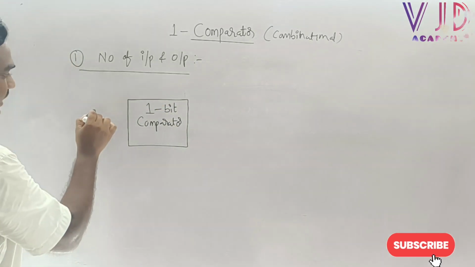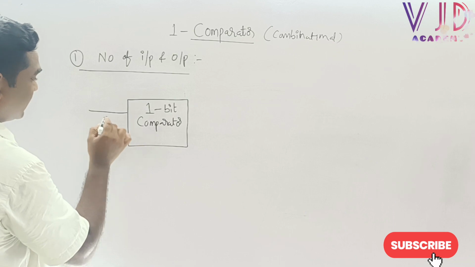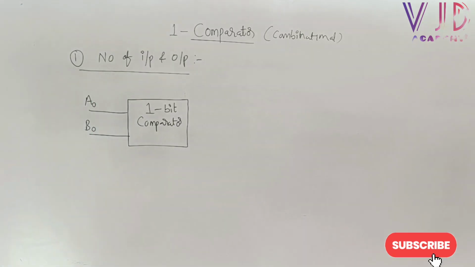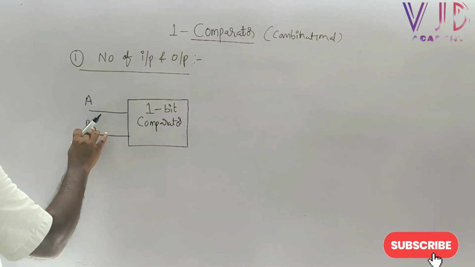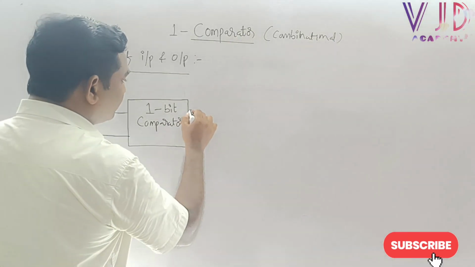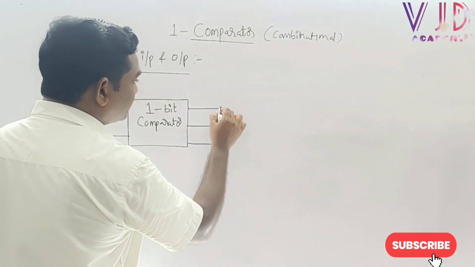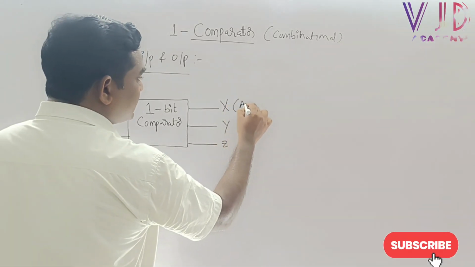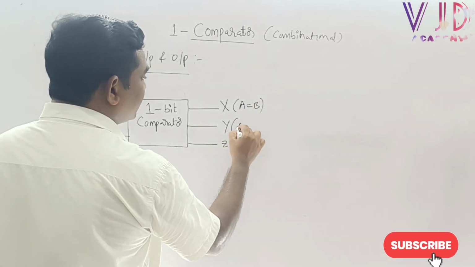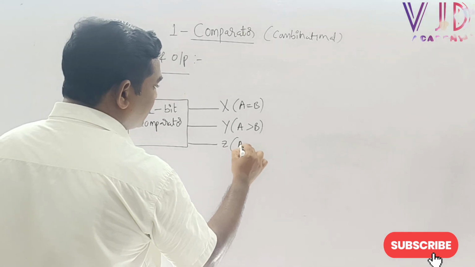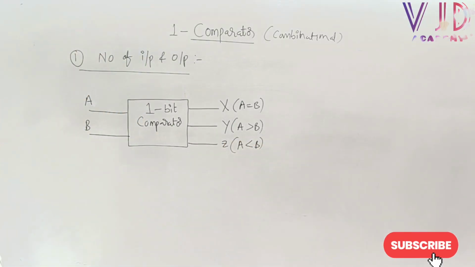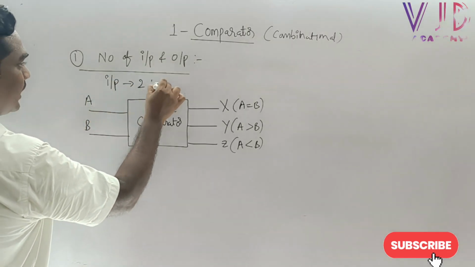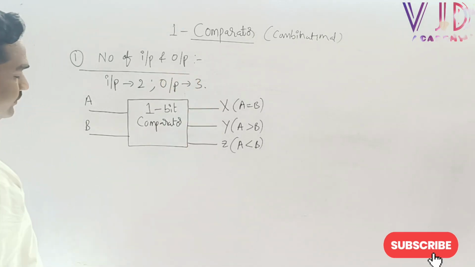A 1 bit comparator always has 2 inputs, which are A naught and B naught, or you can also write them as A and B. And coming to outputs, there are 3 outputs: X, Y, Z. X output is the A equal to B condition, Y output is the A greater than B condition, and Z output is the A less than B condition. So inputs are 2 and outputs are 3.